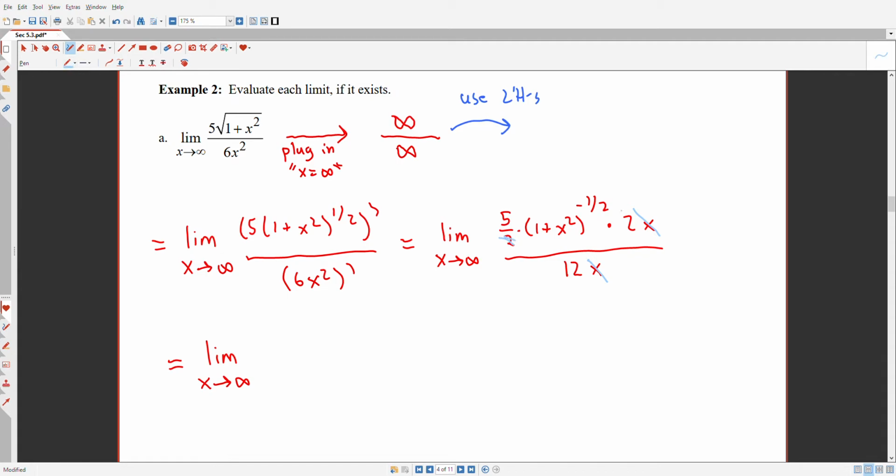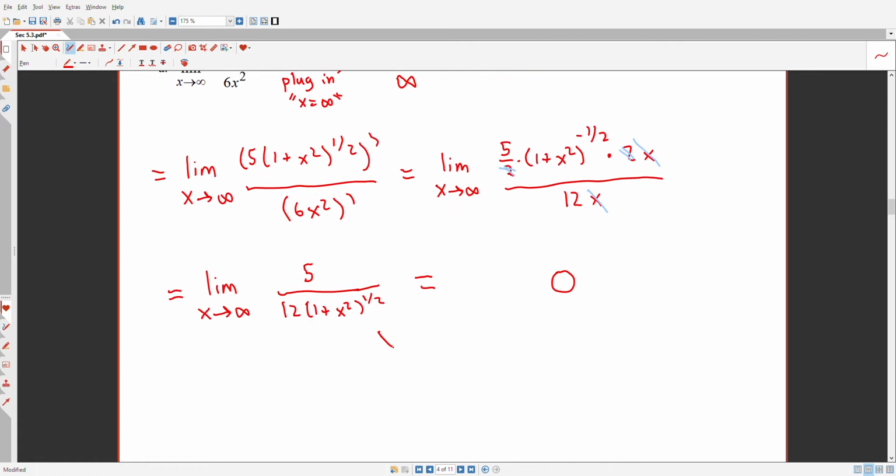So that 2 can cancel with that 2. So I have a limit as x goes to infinity of 5, and then I have a 1/2, and I can put that 1 plus x squared in the denominator with a positive 1/2. And now we can say, okay, as x goes to infinity, x squared goes to positive infinity, and so 1 plus x squared goes to positive infinity. The square root of that goes to positive infinity. 1/2 times that goes to infinity, so the denominator is going to positive infinity, and so we're going to get 0.